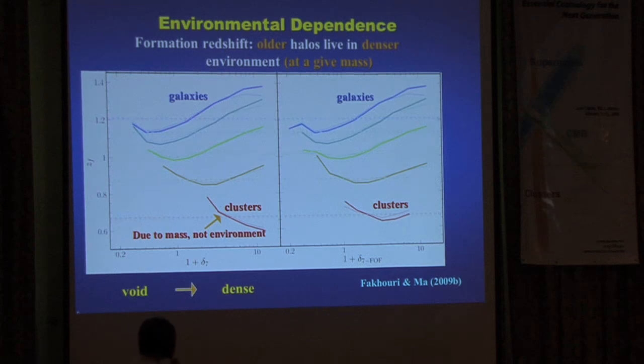First of all, the dependence on mass is very well known. That is to say, today's clusters formed much more recently than today's galaxies. This is just a feature of Lambda CDM hierarchical structure formation. For clusters, the median formation redshift is about 0.65, and there is a very weak dependence on environment.